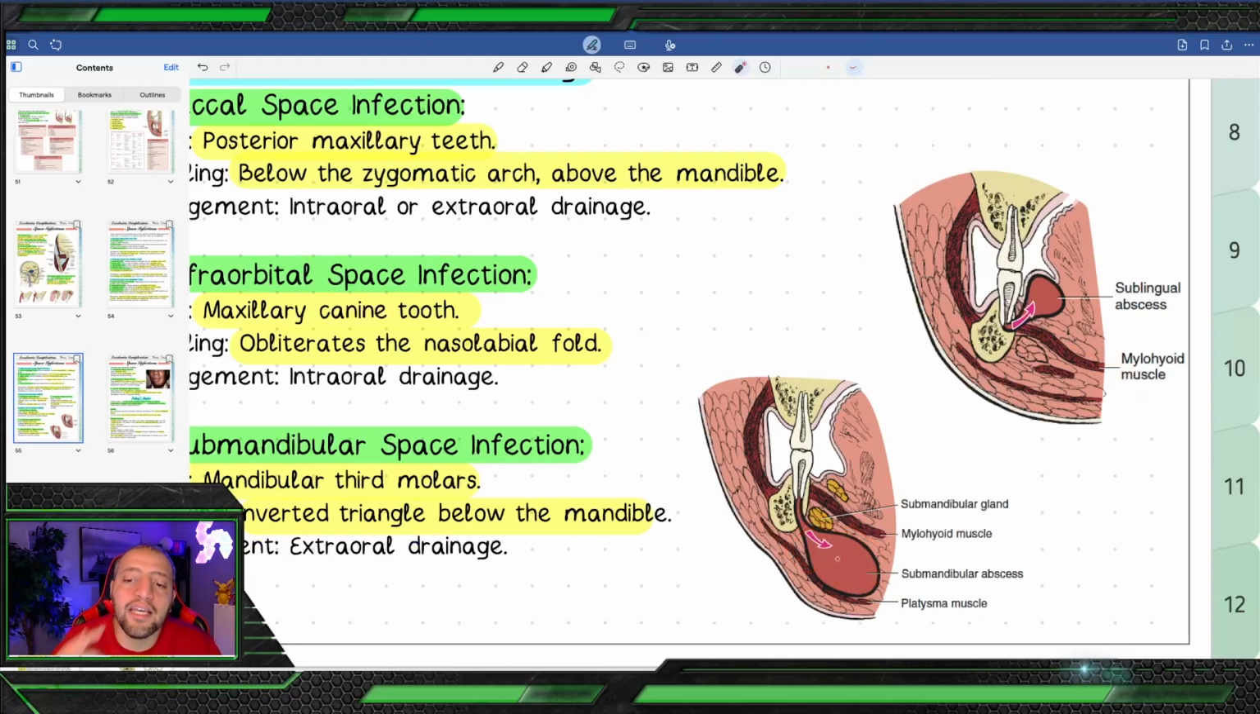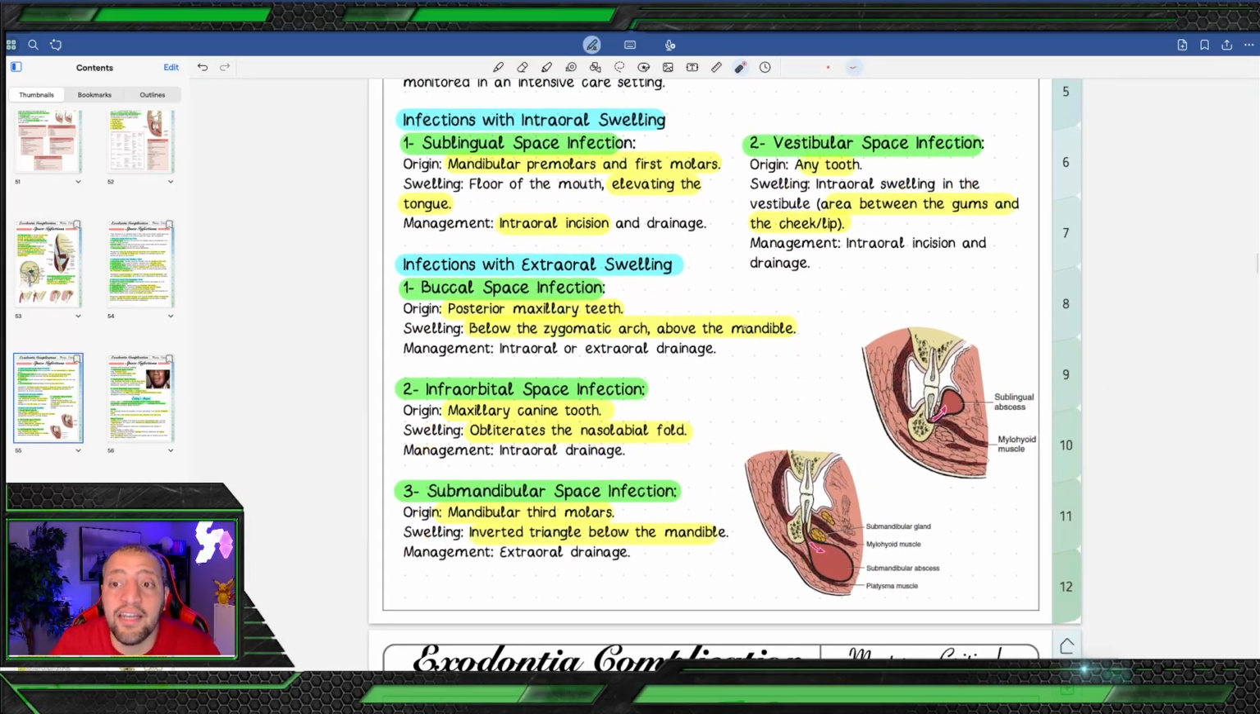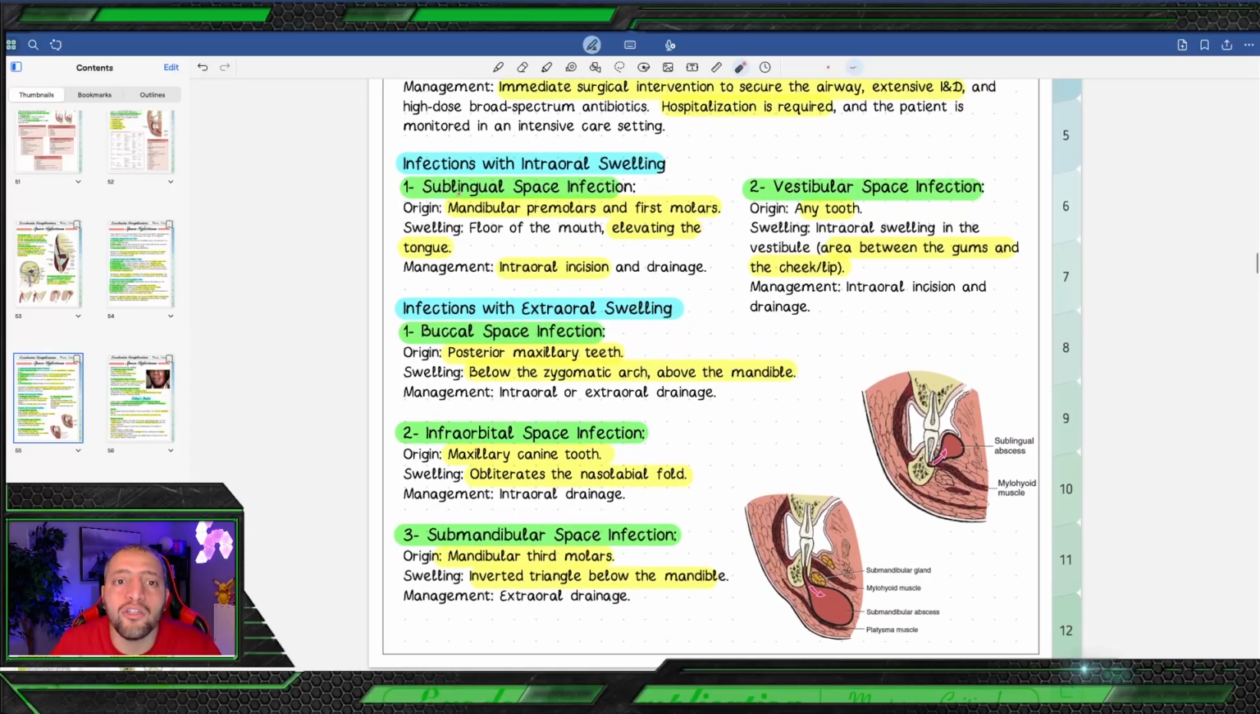And this submandibular can spread to lateral pharyngeal and retropharyngeal. And this is why it's really, really dangerous. So intraoral, we have sublingual and vestibular, coming from any tooth, the area between the gum and cheek or lip. Management: intraoral incision and drainage for this condition, okay?